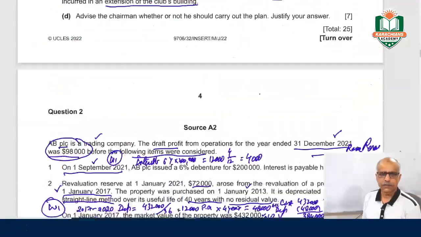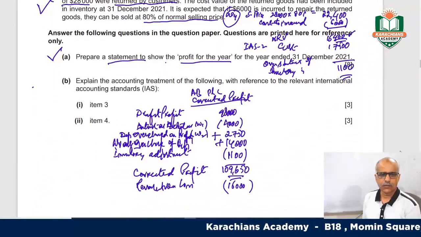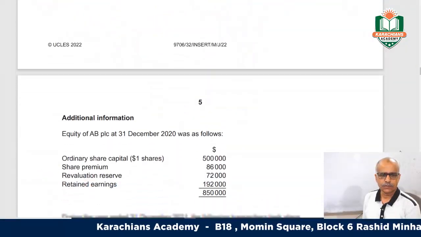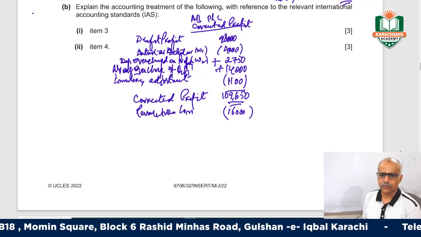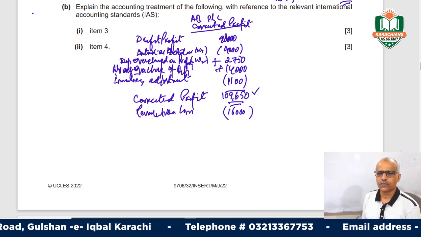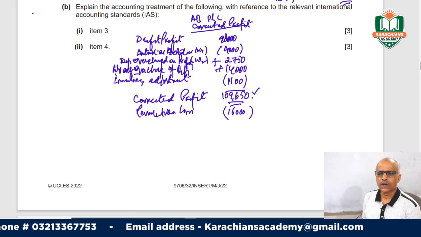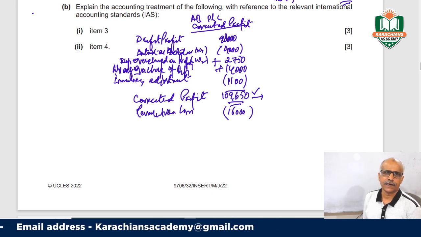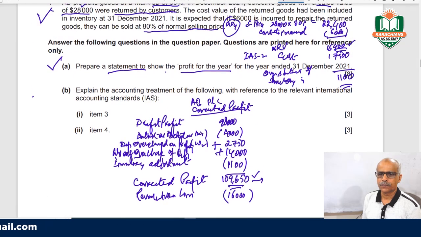These we have done already. These all A we have done. Now moving on to B. So here in the last part we have calculated the corrected profit. The corrected profit was 109,650. So this will go to your retained earning, whatever if it is not paid.